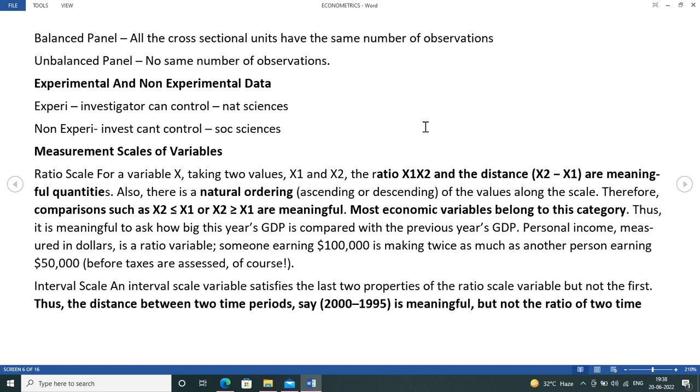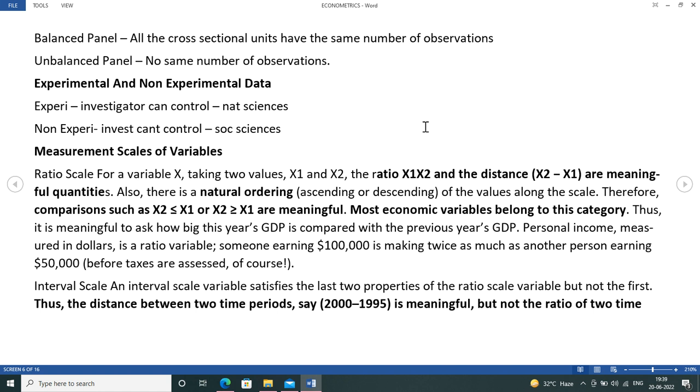And you can even arrange that in the natural ordering. For example, 200 kilometers is greater than 100 kilometers. So these two characteristics are very inherent to ratio scales. That is, you can represent in the p by q form, you can also represent through distance, and they have natural ordering, and this natural ordering is meaningful. And most of the economic variables, interestingly, belong to this category.